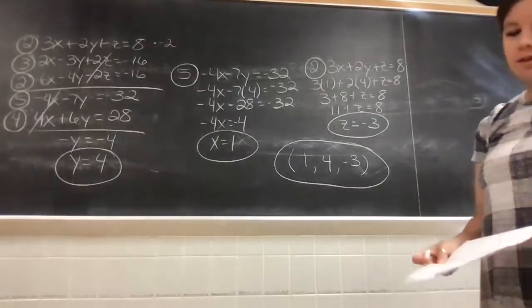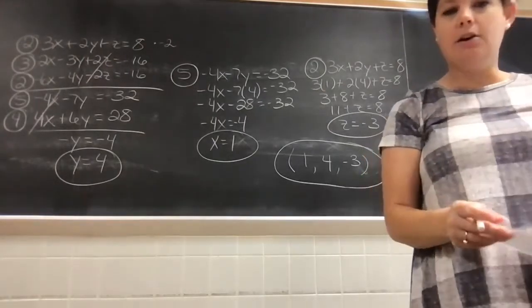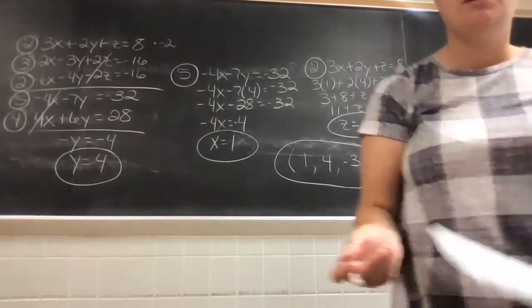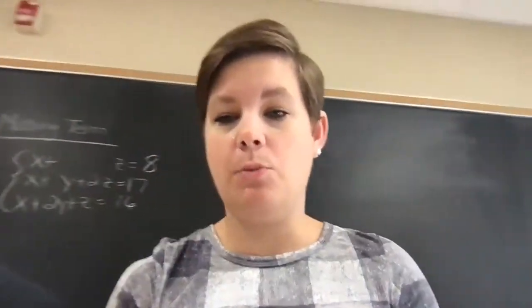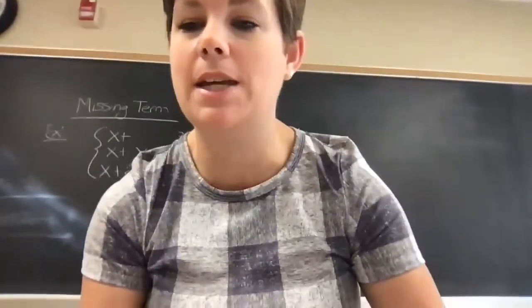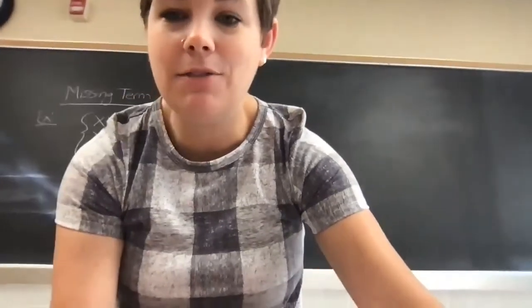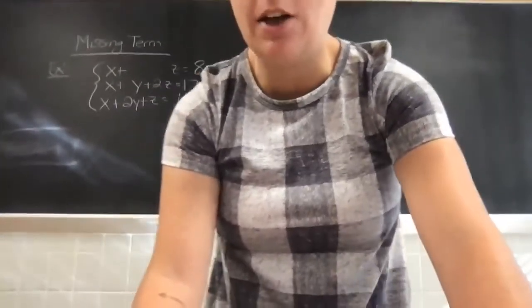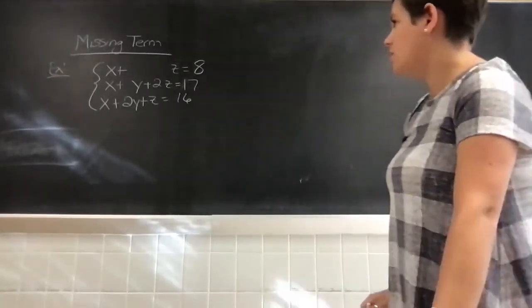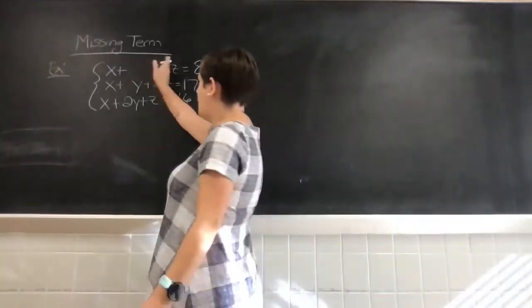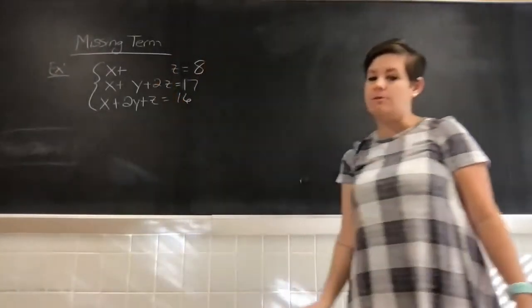There's one other situation that you may see, and I call it the missing term. It's not a special way of doing it. Basically, they've eliminated one of the variables from one of the equations already at the very beginning, and so that is the variable you want to eliminate from the others. I made it really noticeable by leaving a big gap in this system of equations.